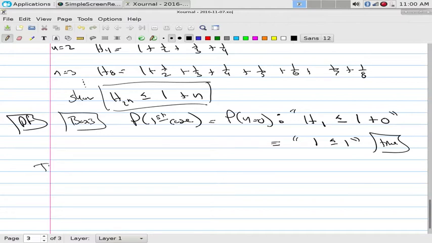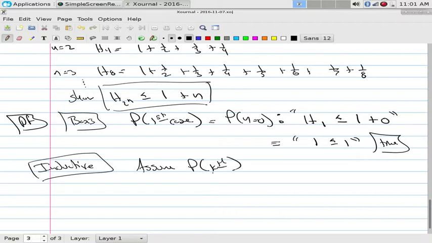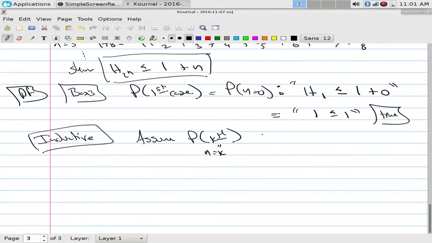Inductive step, which section is this in? It's in 5.1. So what technique are they probably going to ask you to use? Strong or weak? Weak. So let's just go ahead and assume P of k. What do you want to let the k be? Let's let n equal to k. Seems reasonable. But what does that look like? That says H of 2 to the k needs to be less than or equal to 1 plus k, right? I assume this to be true.